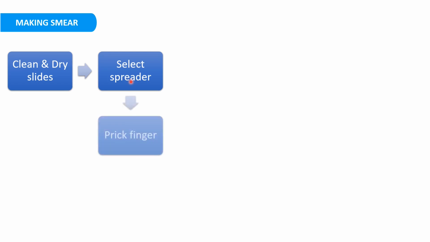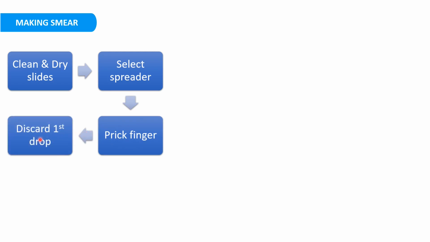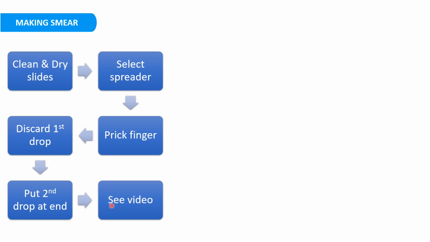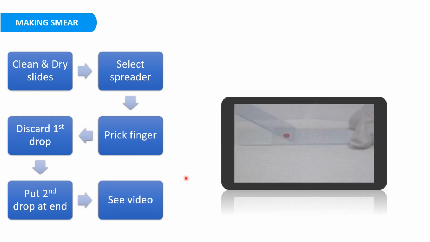then only that spreader slide is the perfect one. Then we have to prick the finger. Naturally the non-dominant hand, ring finger, should be used for pricking the finger. Then you have to discard the first drop because there is tissue fluid in the first drop that may dilute the WBC count. So that is why we discard the first drop and allow the second drop to be formed. When the second drop is formed, then we have to prepare the peripheral smear. So let's see the video.